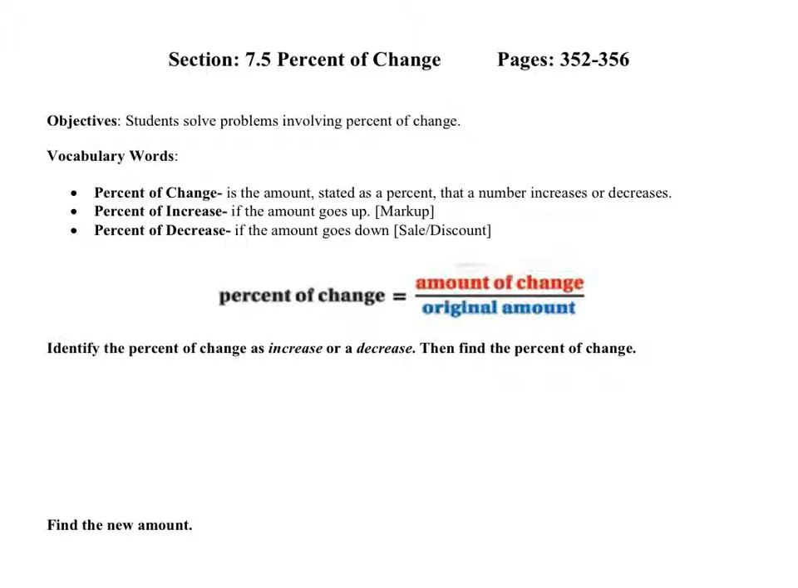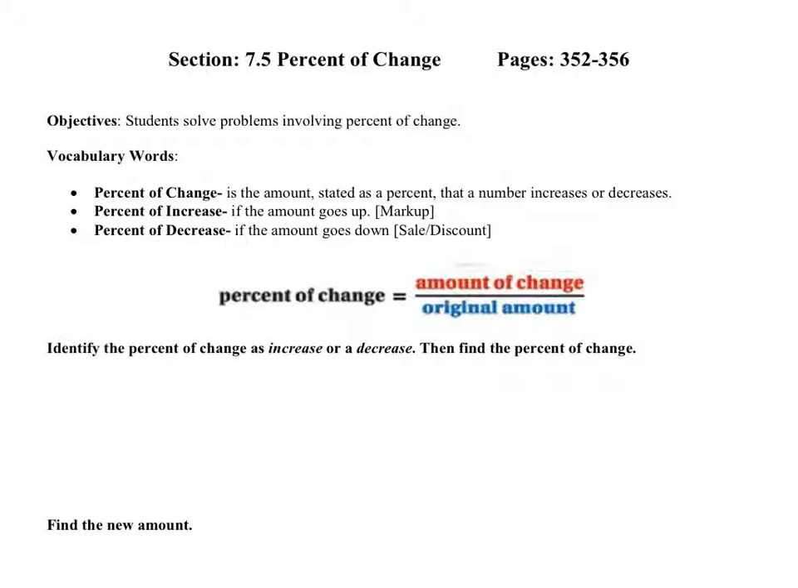So thinking along the same lines, we can have a percent of increase. If the amount goes up, that amount of change is a percent of increase. If it's a sale and the percent is going down, it's a percent of decrease. Okay, so how are we going to find this percent of change?